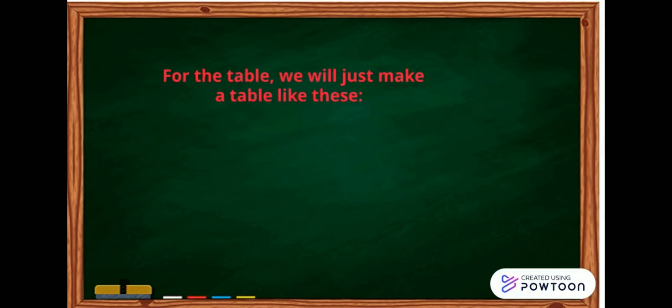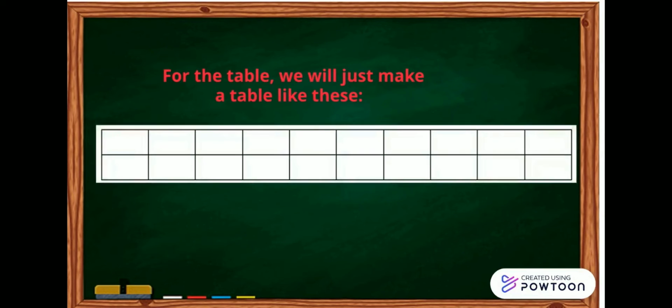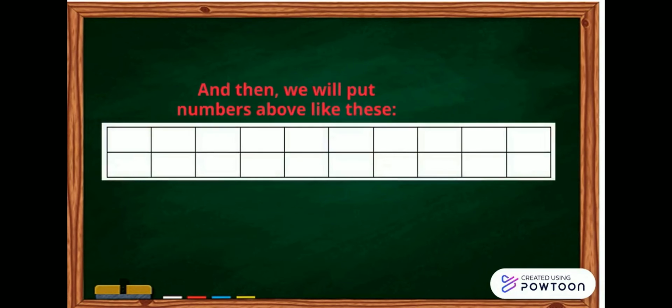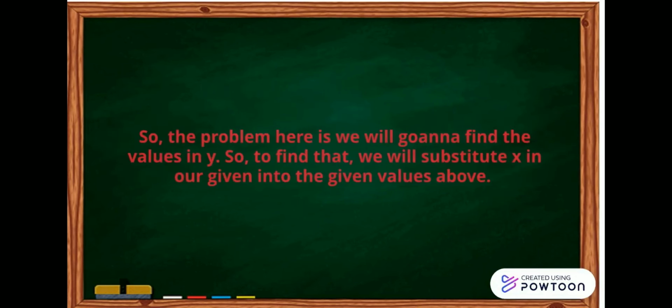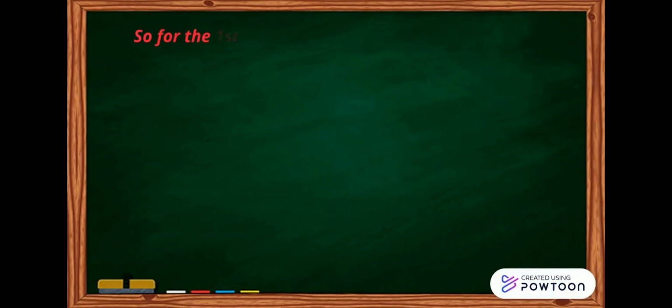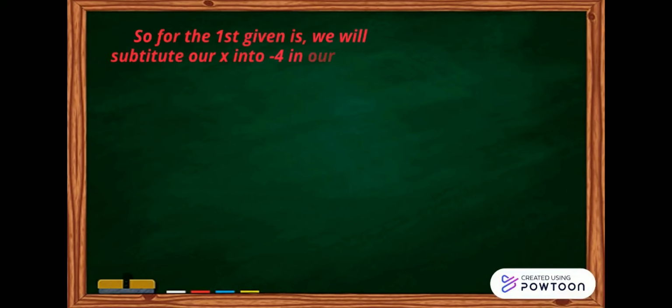For the table, we will just make a table like this. And then, we will put numbers above like this. So the problem here is, we are going to find the values in y. To find that, we will substitute x in our given into the given values above. So for the first given, we will substitute our x with negative 4 in our given f of x equals x plus 3 over x minus 3.